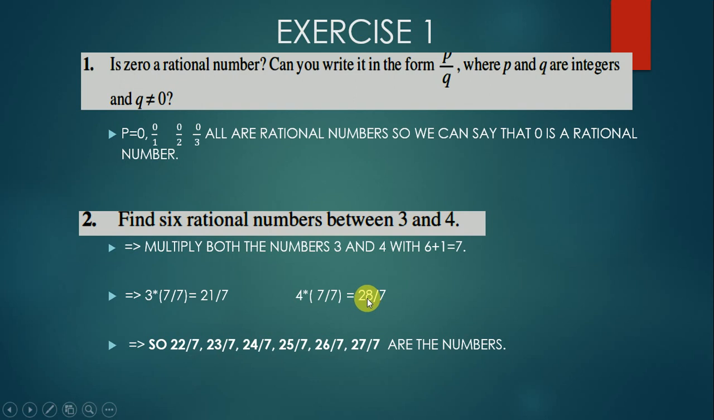Now after that, write the numbers in between these two rational numbers. So what are the numbers? 22 by 7, 23 by 7, 24 by 7, 25 by 7, 26 by 7 and 27 by 7. These are the rational numbers in between 3 and 4. You can expect such questions in the examination. Very easy to find the answer. Okay.